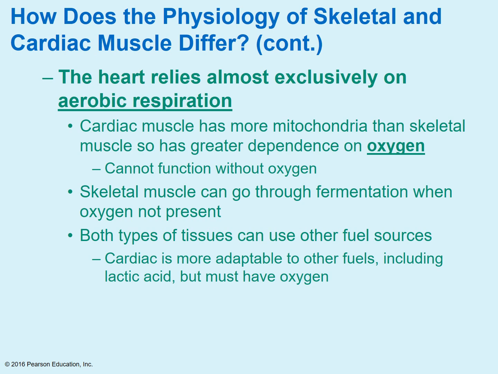pump that blood out. The heart's going to rely on aerobic respiration. It has a lot more mitochondria than skeletal muscle, and so if it's aerobic respiration and you're using a lot of ATP, remember then that means it is dependent on having oxygen present. So if oxygen is not there, it's not going to work. Skeletal muscle, if oxygen is not present, can carry out fermentation to produce the ATP that it needs, but cardiac muscle will not carry out fermentation.